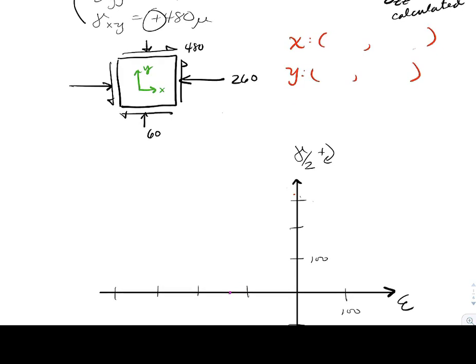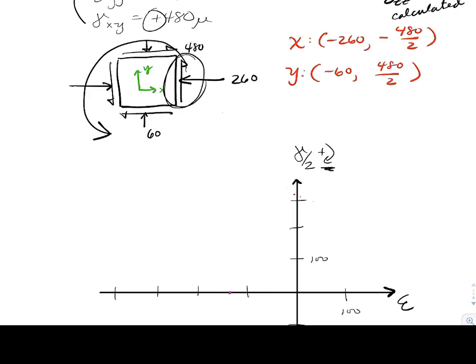There's our canvas below. We've got normal strain on the horizontal, shear strain on the vertical. Clockwise is positive. So the x face is going to have minus 260 normal strain and minus 480 over 2. Go ahead and look at the x face right here. There's the shear strain. It would cause the element to rotate counterclockwise. Since clockwise is positive, that'll end up being negative. On the y face, we've got negative 60, and the exact opposite of 480 divided by 2.